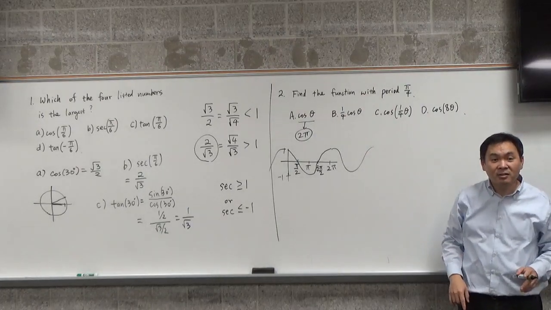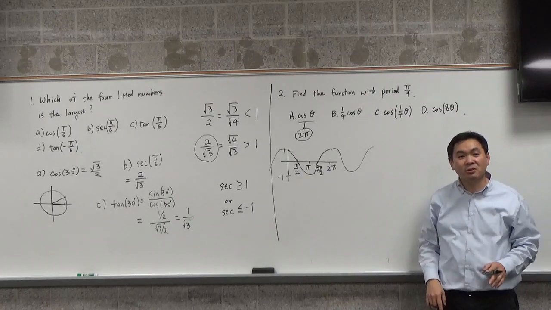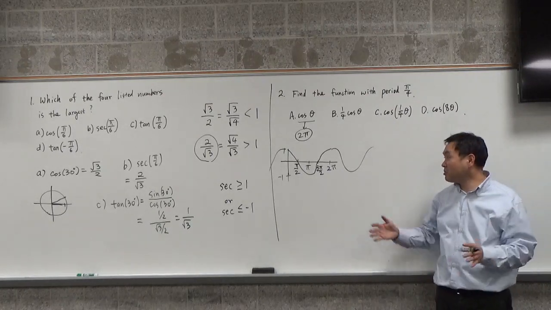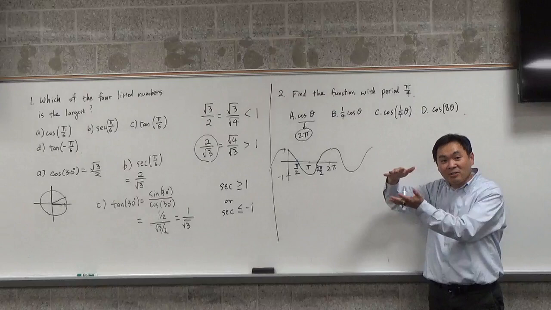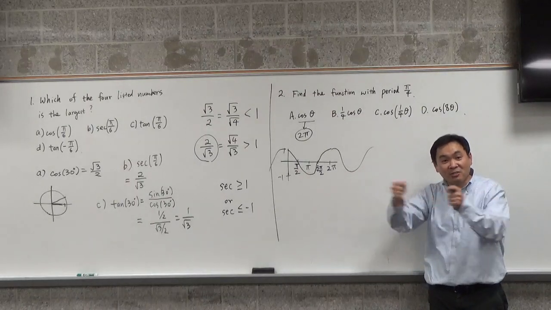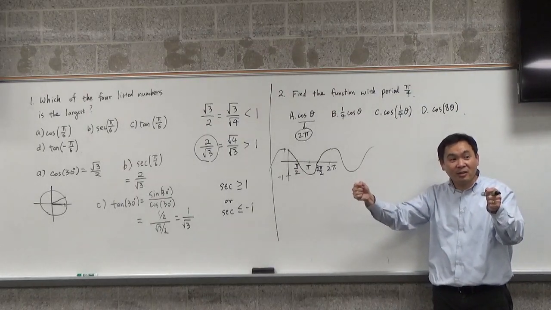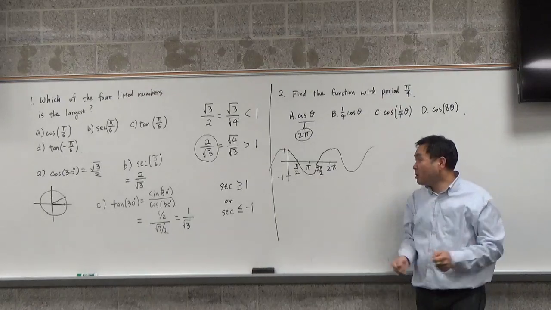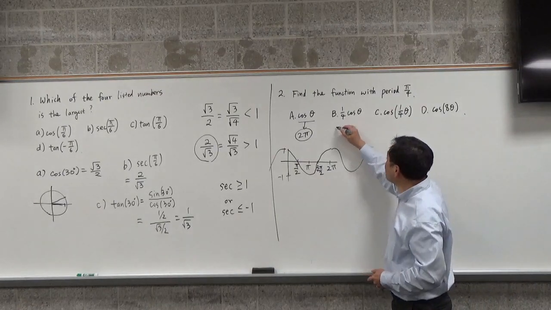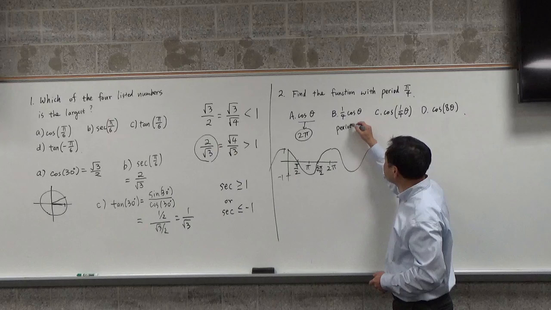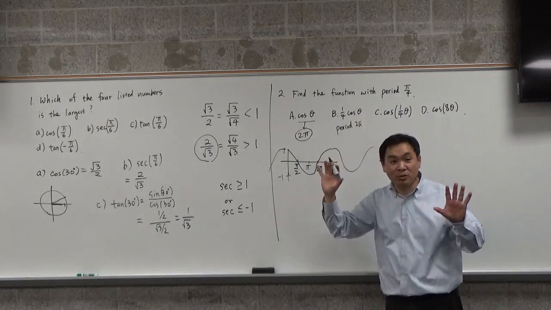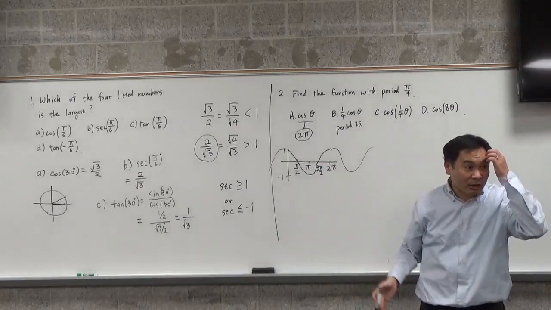It's still 2 pi because it only compressed on the y-axis. It didn't change anything on the x. Is that okay? Right? So because of that, this still has period 2 pi. It never messes with the x direction. Okay.